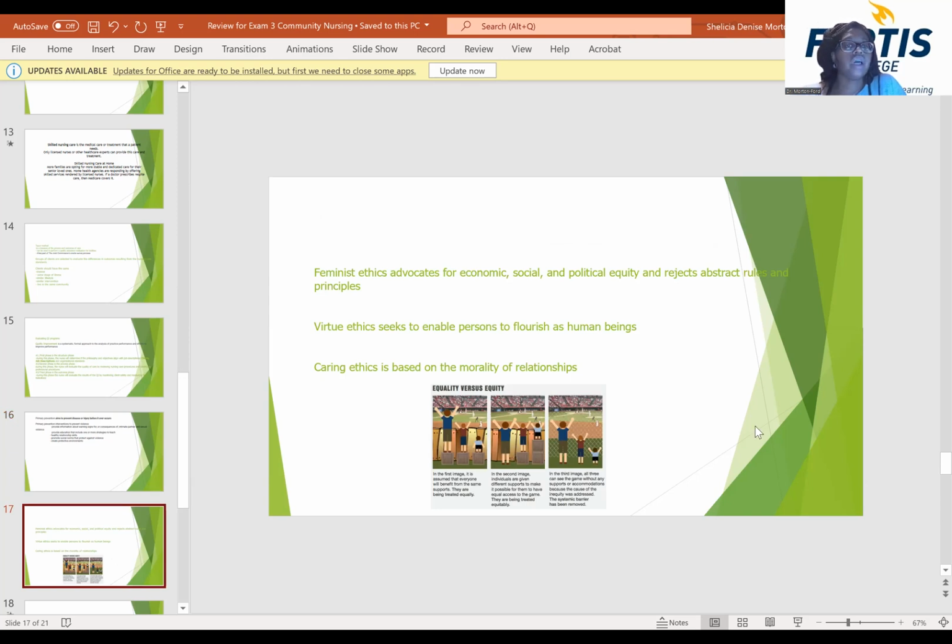So these are just some definitions of feminist ethics, virtue ethics, and caring ethics. Feminist ethics advocates for economic, social, and political equity and rejects abstract rules and principles, those gray areas. Virtue ethics seeks to enable people to flourish as human beings. And then caring ethics is based on the morality of relationships. So just be sure that you know the definition of these terms.